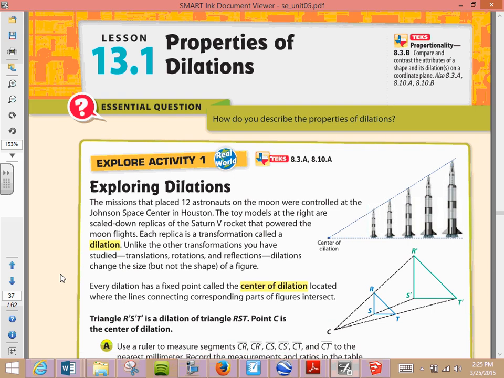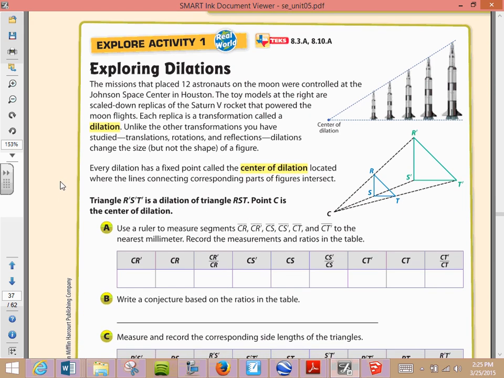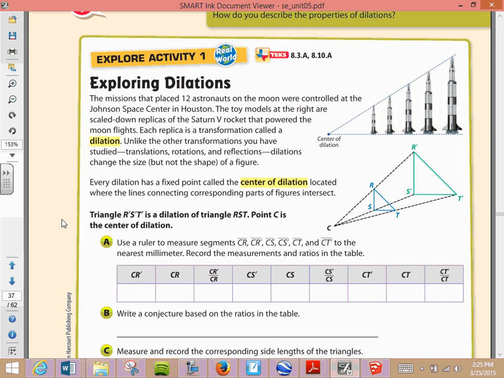Okay, so dilations are the next part that we're gonna do. Don't worry about it. It's not gonna be in your book. I mean, it's in your book, but we're not gonna cover that part. I want you to think of dilations as transformations such as reflection, translations, and rotations.